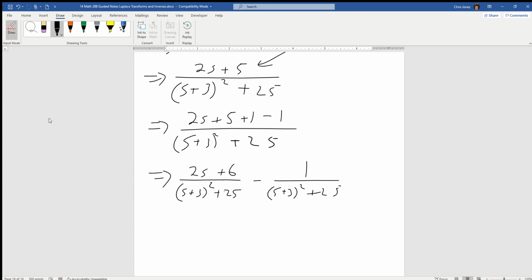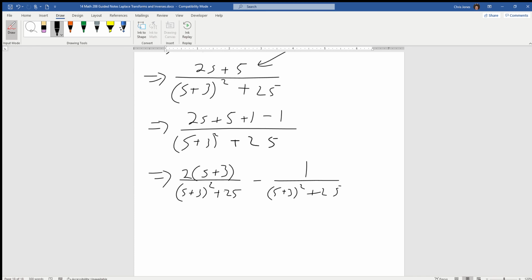And I think a lot of you are probably seeing what we could use in the first fraction. Instead of 2s plus 6, couldn't we rewrite that as 2 quantity s plus 3? A lot of these types of inverse Laplace problems involve a lot of pattern recognition. And if you recognize those patterns where you need an s plus 3 and an s plus 3, and then you can add the right number, then it works out really nicely.